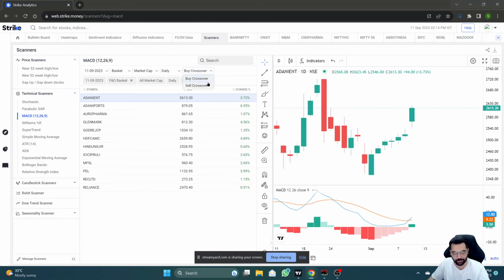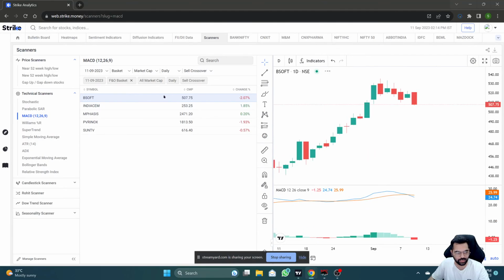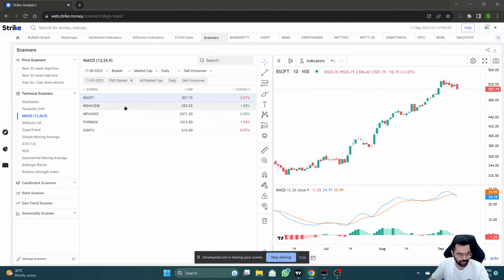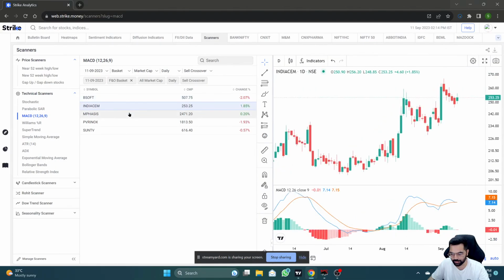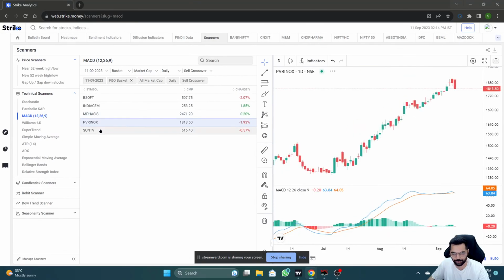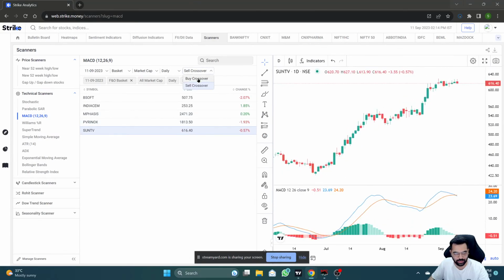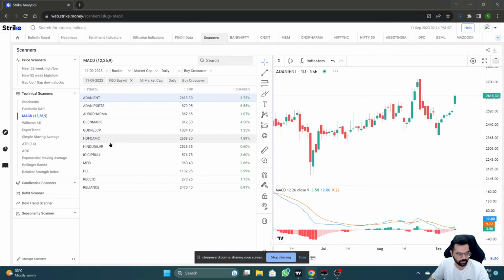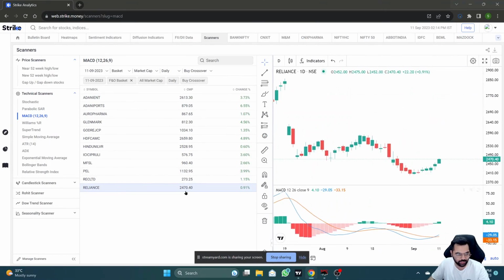So here also you can check for bullish and bearish crossovers. So I've selected bullish. Let's select bearish as well. Yeah, so in MACD we can see about 5 names in the bearish scan as well, where the MACD is crossing below the signal line. And in the bullish crossover, there are about 10 to 12 stocks wherein the MACD line is crossing above the signal line. So let's see if we have any big names here.